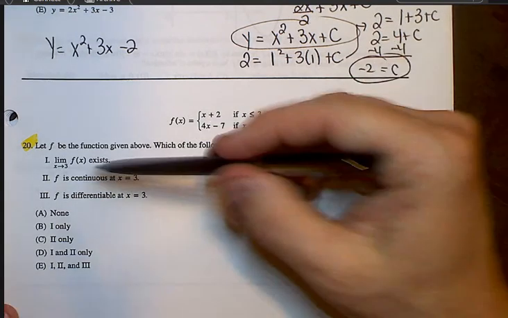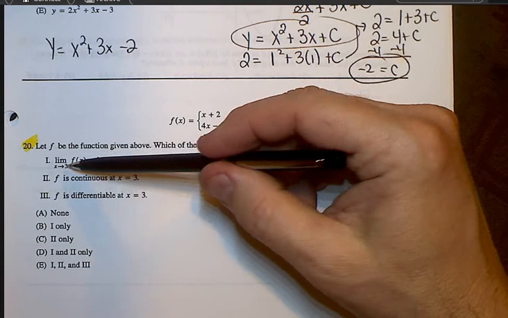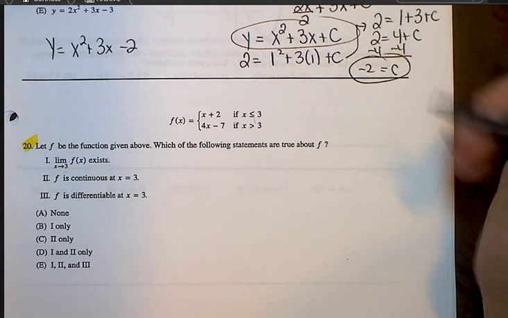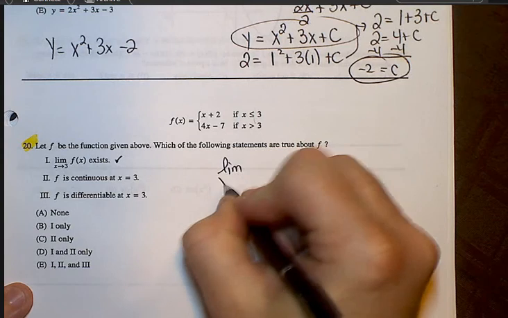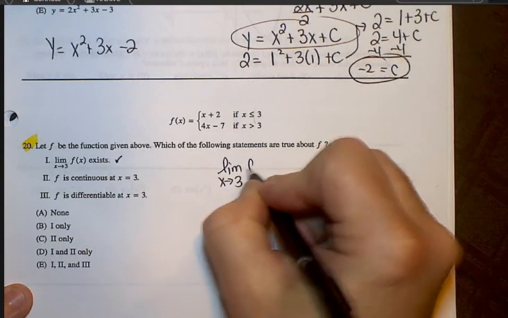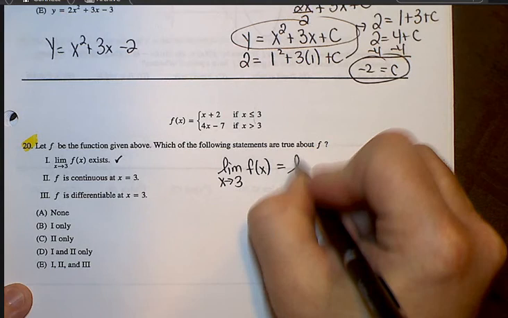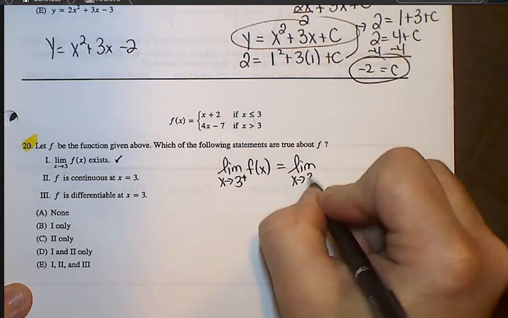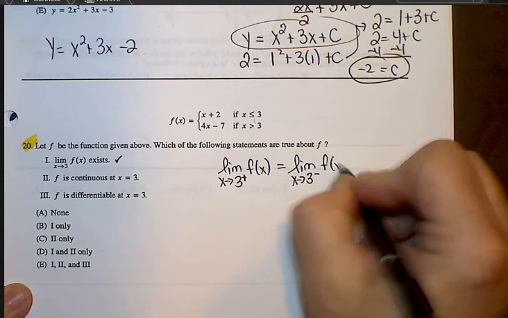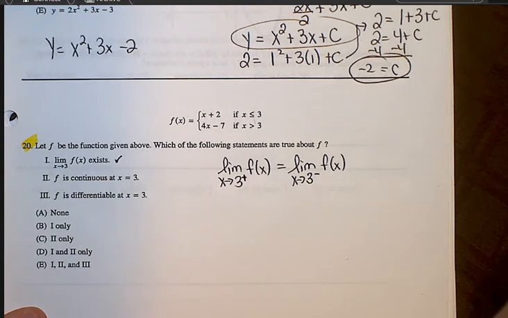So I is the limit as x approaches 3 of f of x exists. For this to be true, we need to know that the limit as x approaches 3 from the positive side of f of x needs to be equal to the limit as x approaches 3 from the smaller side of f of x. Alright, so let's go ahead and figure out what this is.